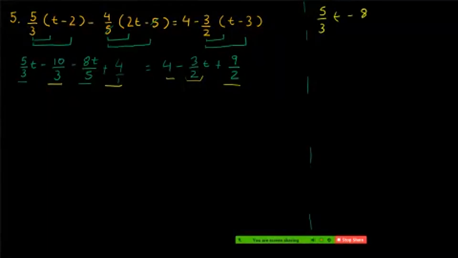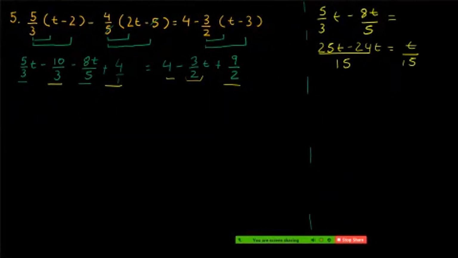Minus 8t upon 5, which will become over 15 because that's the lowest common multiple. Because 3 times 5 is 15, we need to times 5 by 5 as well, which will become 25. And because 5 times 3 is 15, we need to times minus 8 by 3 as well, which will become minus 24. So that becomes t over 15. Okay, so now we have solved the t for the left hand side.